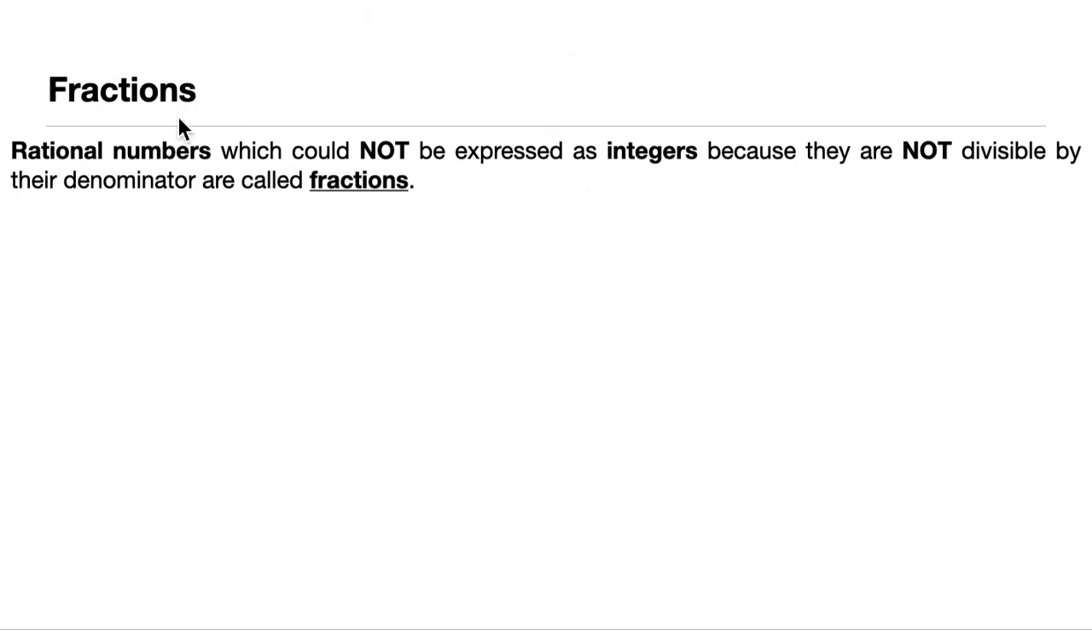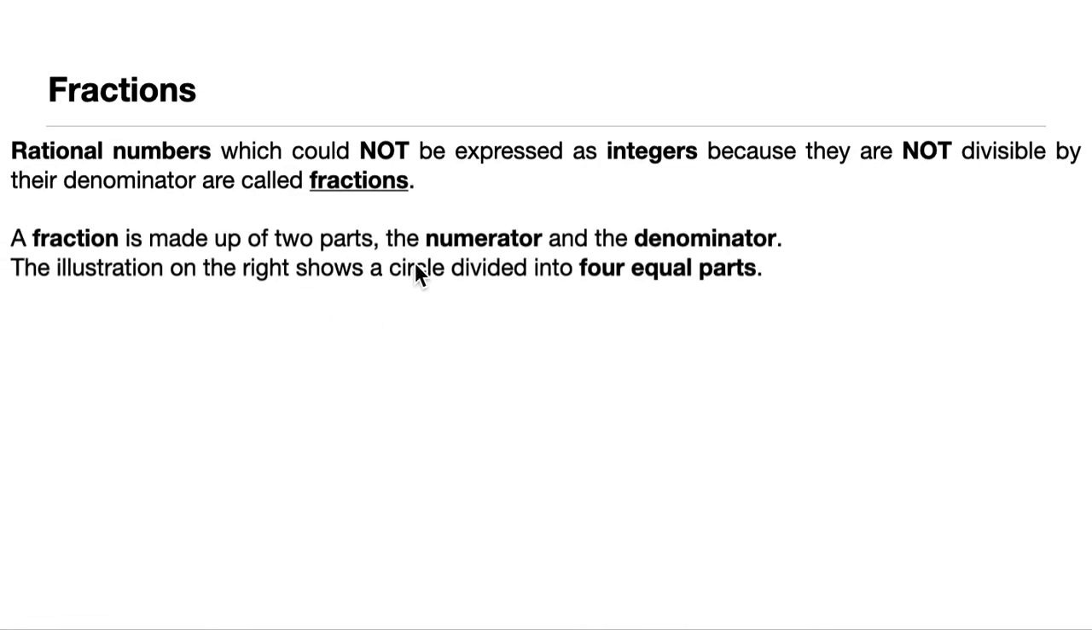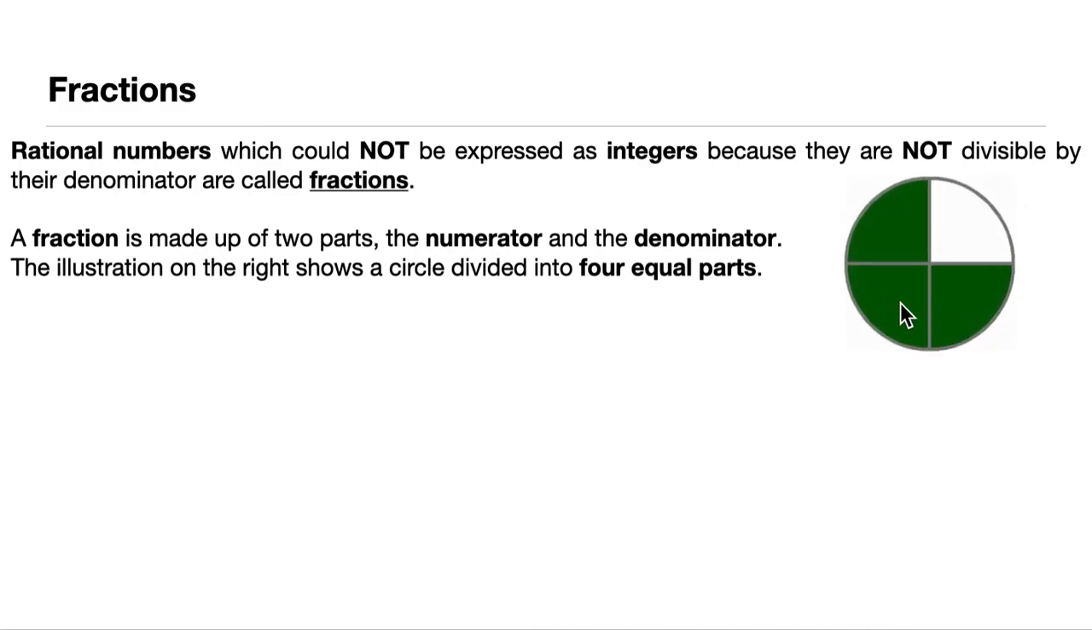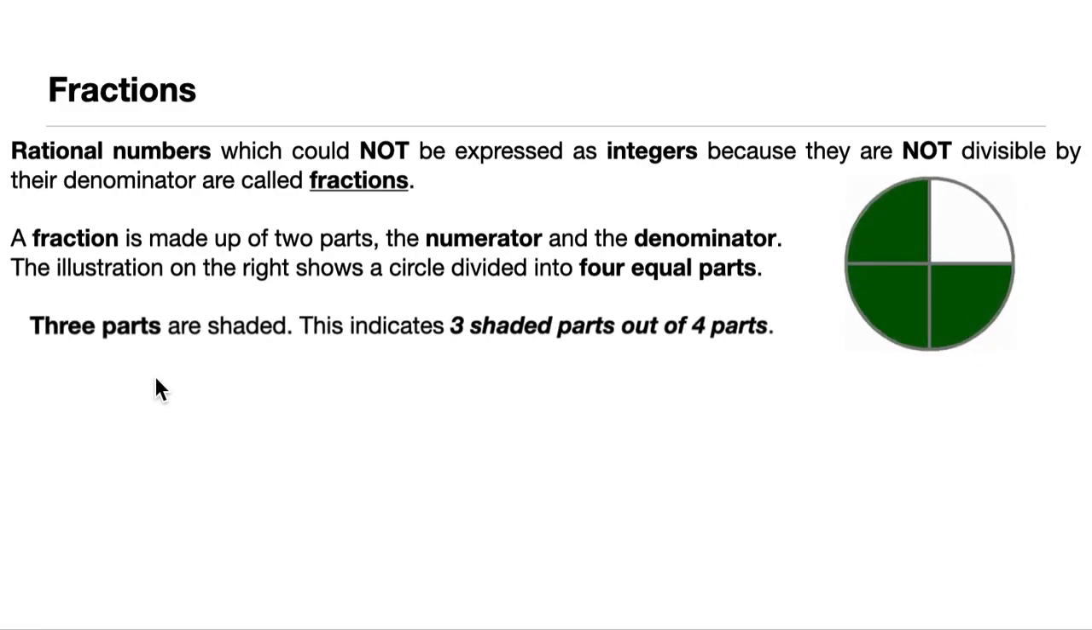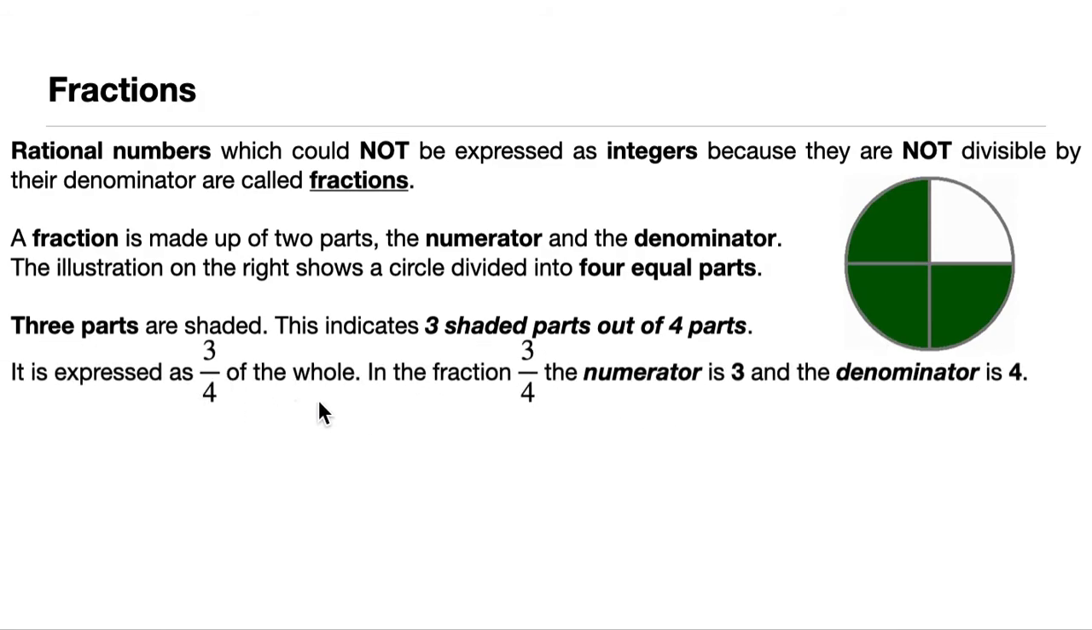But if the rational numbers could not be expressed as integers, because they are not divisible by their denominators or divisors, they are called fractions. A fraction is made up of two parts, the numerator and the denominator. The illustration on the right shows a circle divided into 4 equal parts. As you can see, 3 parts are shaded. This indicates 3 shaded parts out of the 4 parts given. It is expressed as 3 over 4 of a whole.